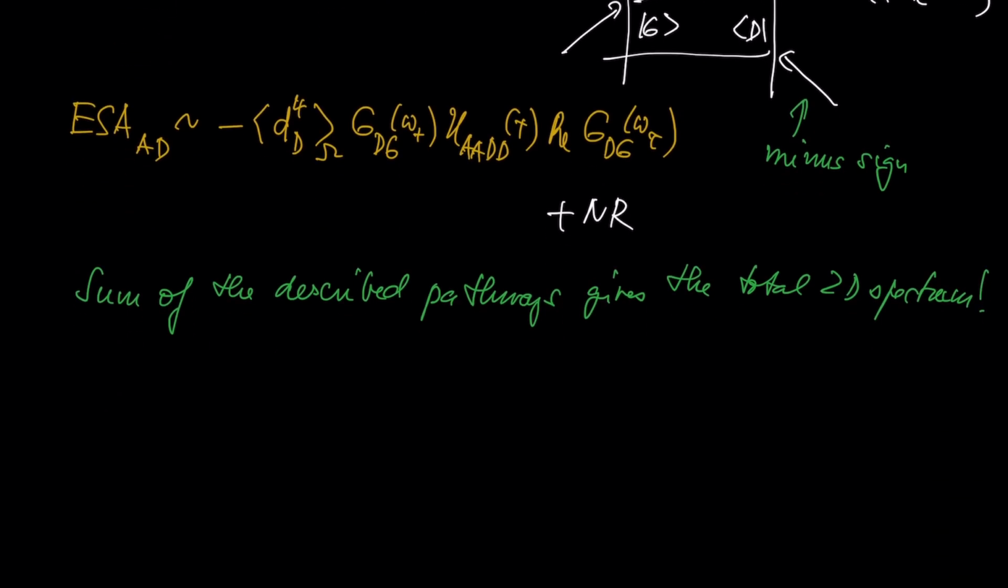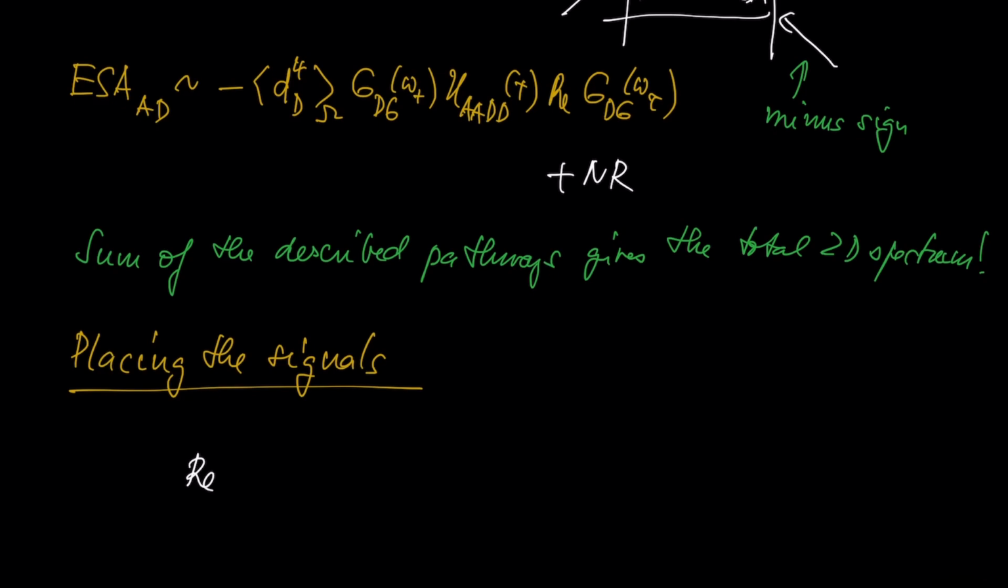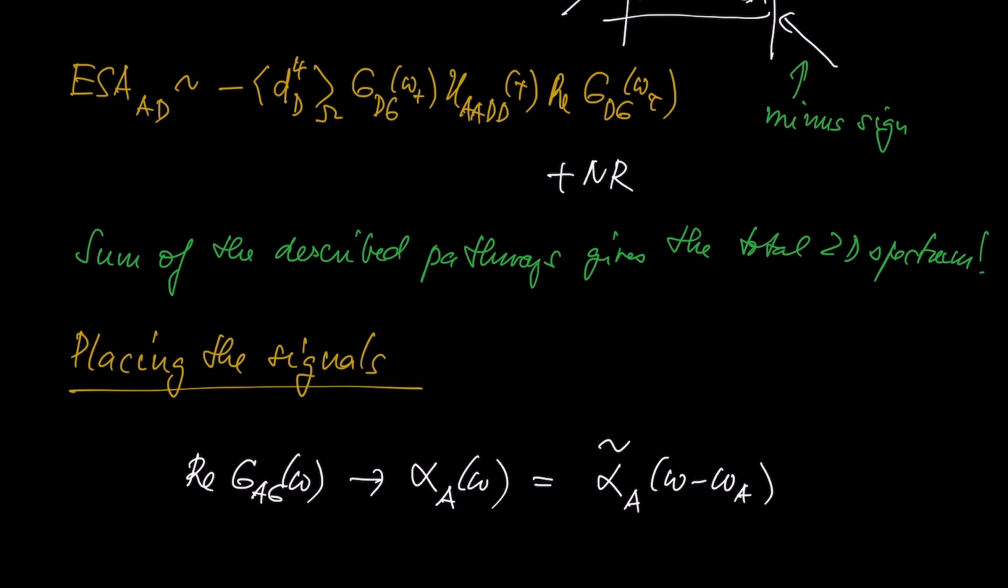And now let's try to place all these signals into this two-dimensional plot that we have. So, placing the signals. We first realize that the real part of GAG of omega is basically the absorption of the acceptor as a function of omega, and we can define a line shape centered at 0, with a tilde, so that it will be written like this. So by this I can show where this line shape is centered. So this is centered around omega A.